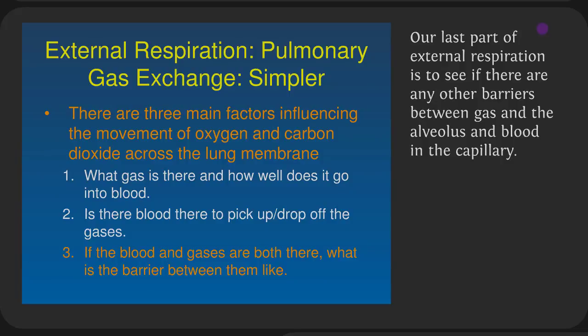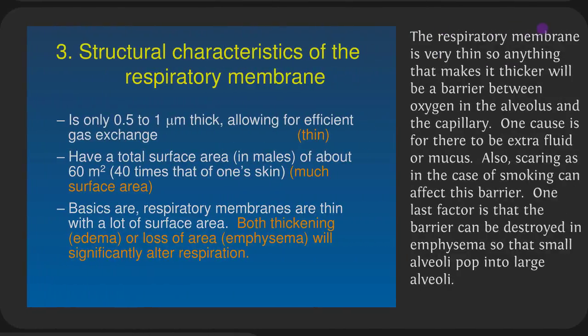Our last part of external respiration is to see if there are any other barriers between gas in the alveolus and blood in the capillary. The respiratory membrane is really thin, so anything that makes it thicker will be a barrier between the oxygen in the alveolus and the capillary. So one cause is for there to be extra fluid or mucus. Also scarring, as in the case of smoking, can affect this barrier.